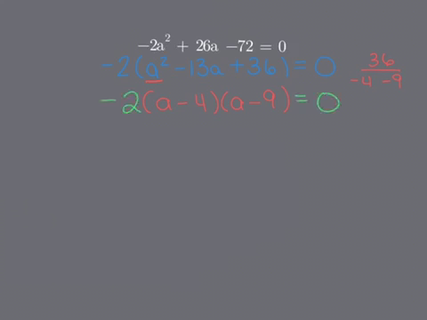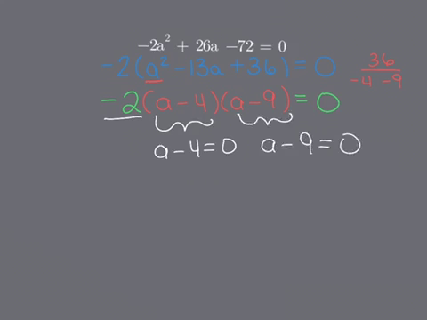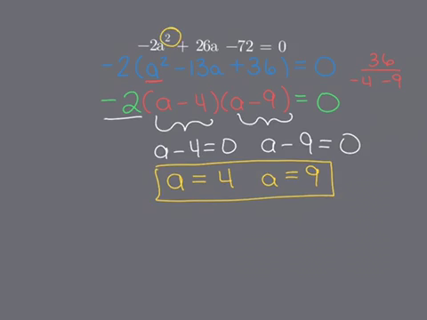So this time we have three things being multiplied together to equal 0, but this -2 can't be the 0. It doesn't have a variable, it's just a number. So the only things that could be the 0 are the things with the variables. The a minus 4 could be the 0, or the a minus 9 could be the 0. So if we solve both of those, we get a is equal to 4 or a is equal to 9. And again, because we started with a second power equation, we should only have two solutions.